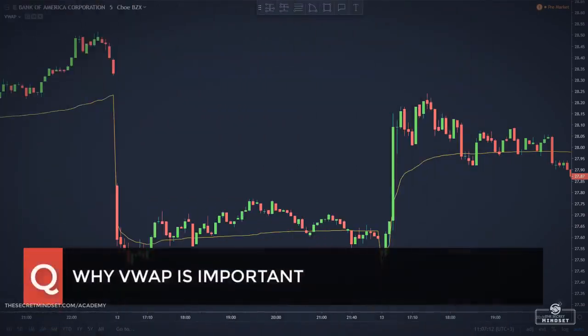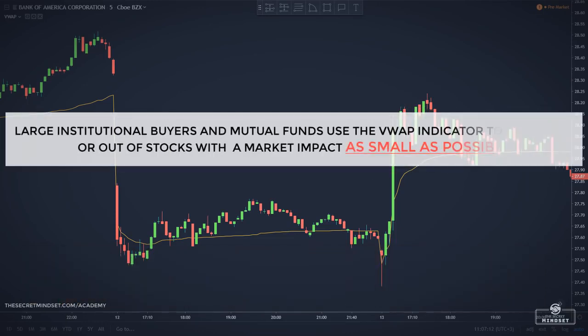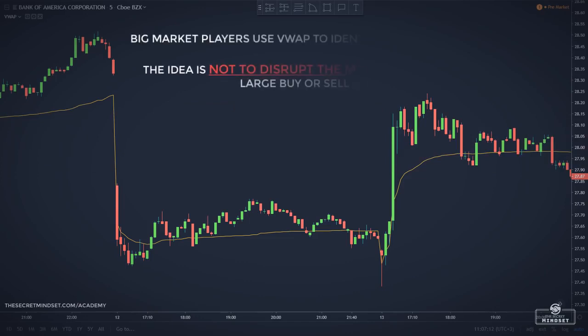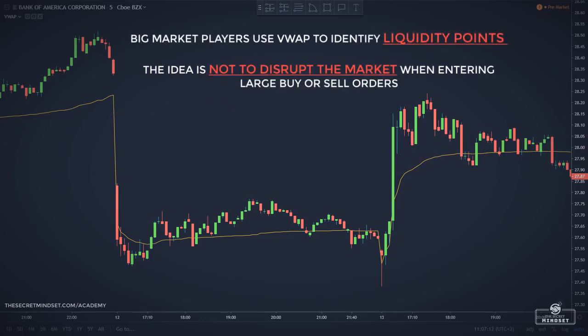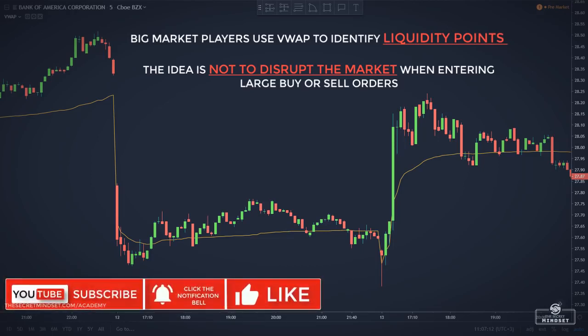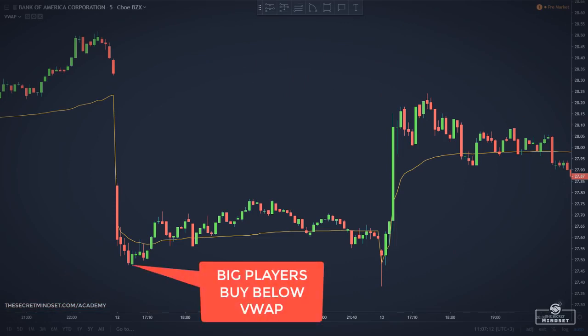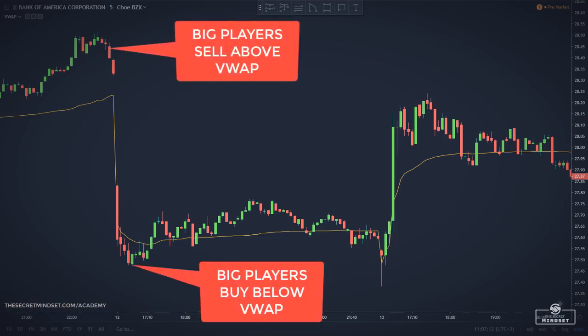So, what does the volume-weighted average price tell you? Large institutional buyers use the VWAP indicator to move into or out of stocks with a market impact as small as possible. They use the VWAP to identify liquidity points. The idea is not to disrupt the market when entering large buy or sell orders. The VWAP helps the institutions to determine the liquid and illiquid price points for a specific stock over a very short period of time. Therefore, when possible, institutions will try to buy below the VWAP or sell above it. This way, their actions push the price back toward the average instead of away from it.